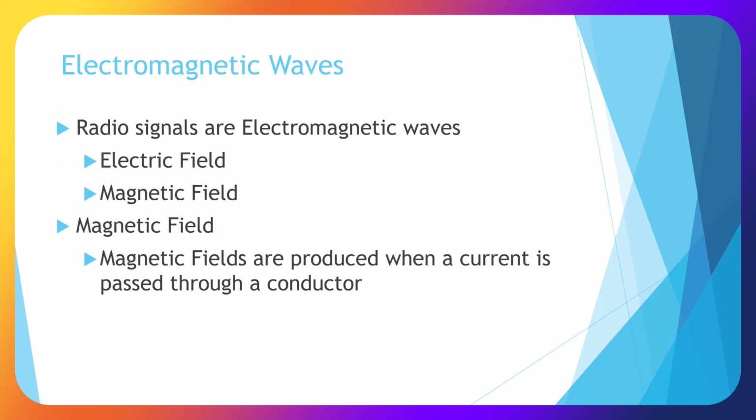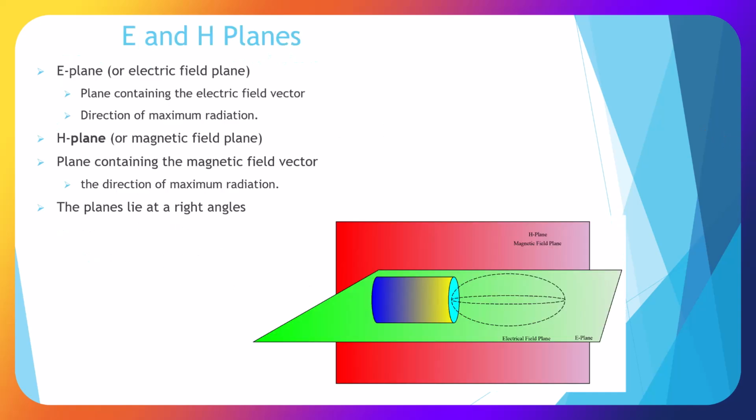Radio signals are electromagnetic waves, which are a combination of an electrical field and a magnetic field. The magnetic fields are produced when a current is passed through a conductor. Here's a diagram of E and H planes. This is a horizontal antenna, and we have two planes: an E plane, which is electrical and is the direction of maximum radiation, and the H plane, or magnetic field. These two planes are at right angles.